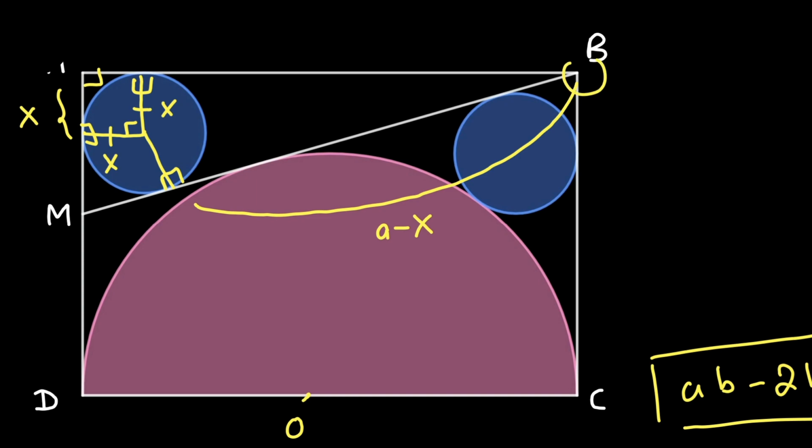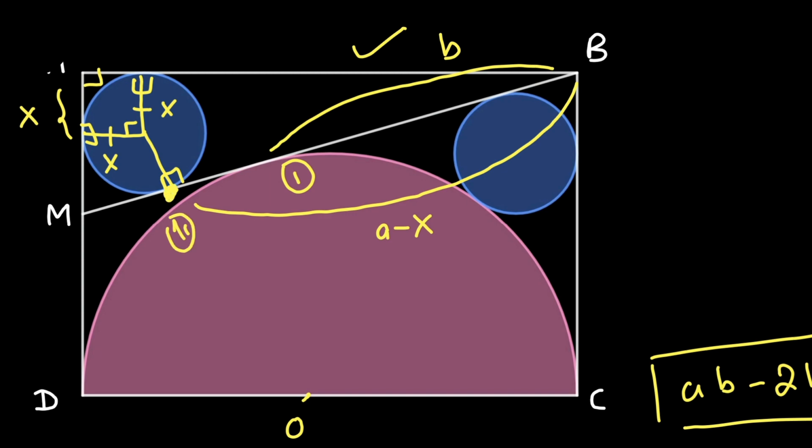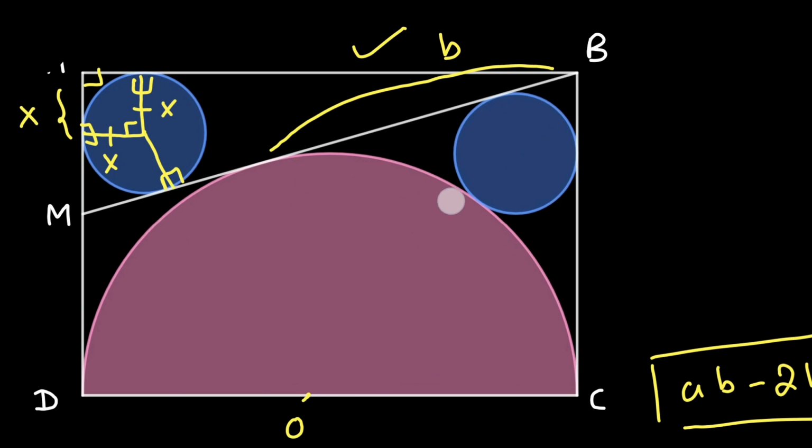We can see that from the point B we have these two tangent lines drawn, hence both of them will have the same length. The length from B to C is the breadth of this rectangle, having a length b. Therefore the length from B to this tangent point would also be b. The length from B to this second tangent point, that is with the circle, is a minus x. Therefore the length between these two tangent points would ultimately be longer minus the shorter, and that would give me a minus x minus b.